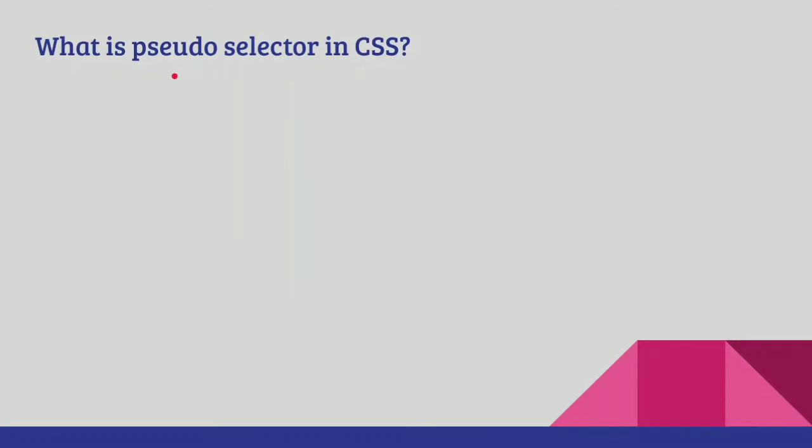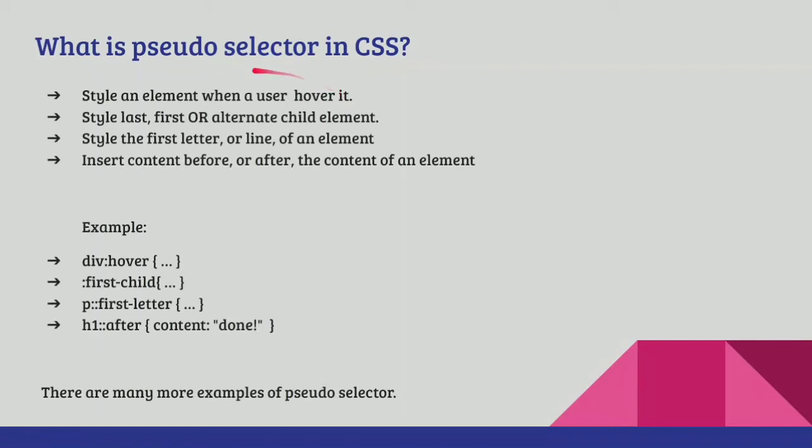Welcome back. It's time to see pseudo selector in CSS. Firstly, pseudo selector is used when we want to apply style to some specific element. Along with that, when we want to apply the style on some action. So at that time, pseudo selector is used. Here we have given some use cases of the pseudo selector, but yes, there are multiple use cases of it.